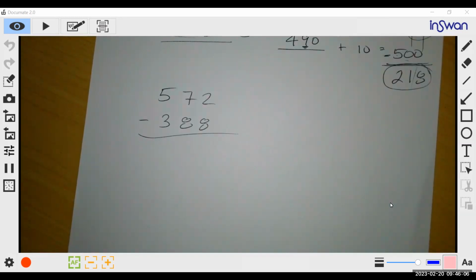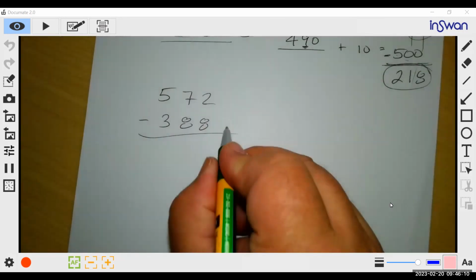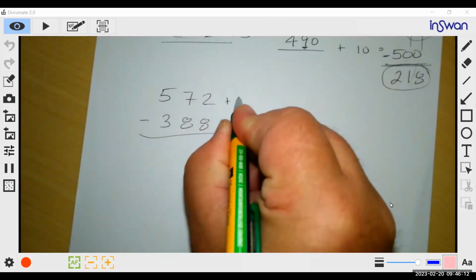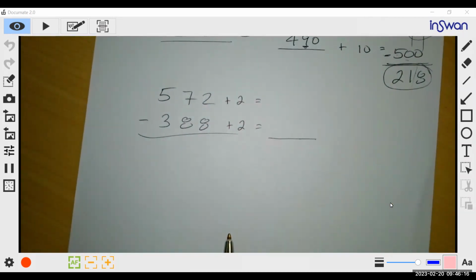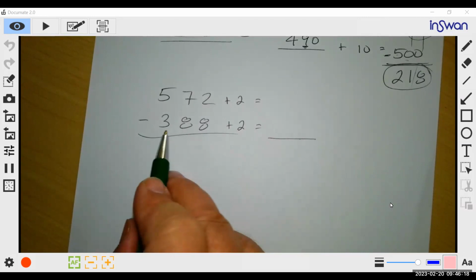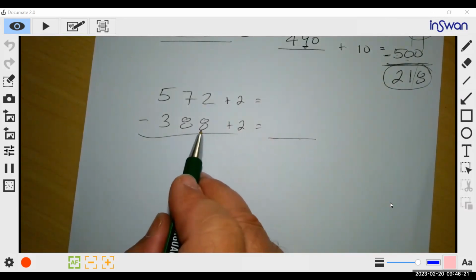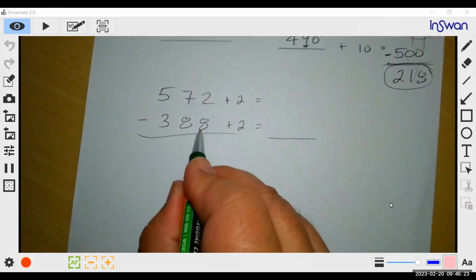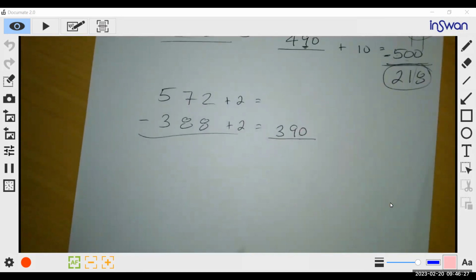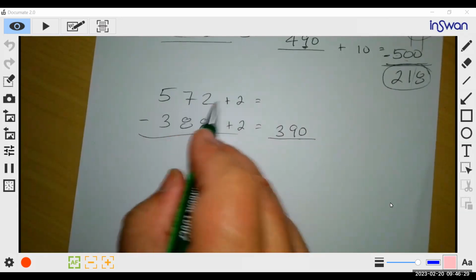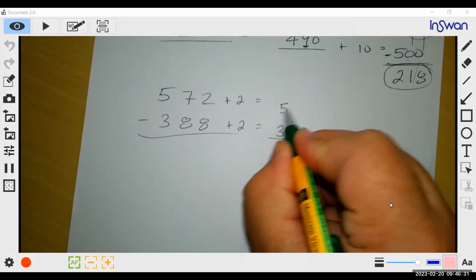So what do we have to add to the bottom one? So we add 2. Since we add to the bottom, let's add it to the top. What does that give us? 10. So 8 plus 2 is 10. Carry it, so it's 390. 572 plus 2 is 574.